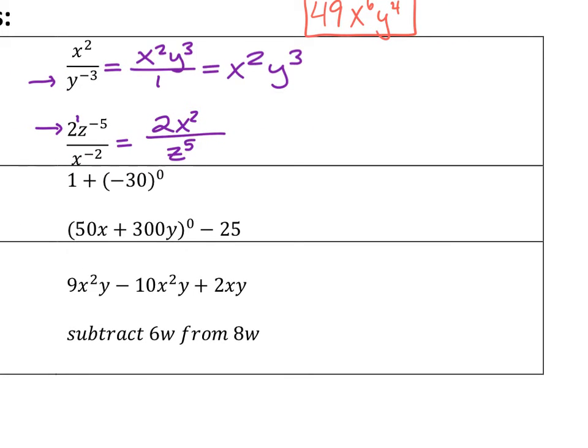To try to make this more complicated, what you might see is the 0 power worked into a separate problem. So like this first one says 1 plus negative 30 raised to the 0 power. Well, negative 30 to the 0 power is equal to 1. So 1 plus 1 is actually 2. We use the property within a different problem. In the second one, even though this piece right here looks super complicated, it is raised to the 0 power, which means it's 1. 1 minus 25 is equal to negative 24. And that's it.